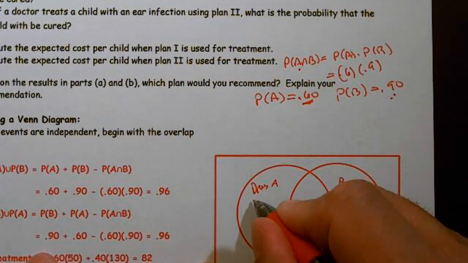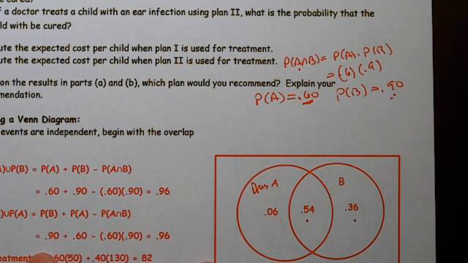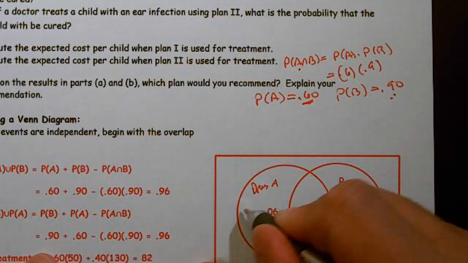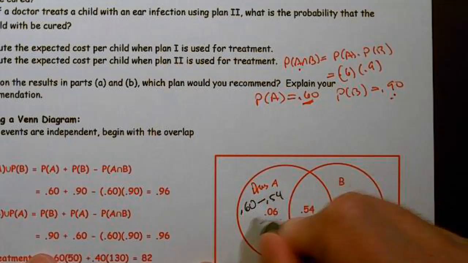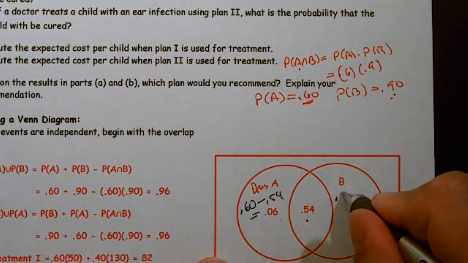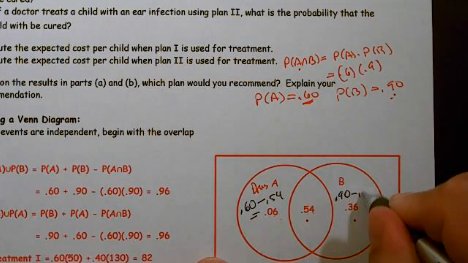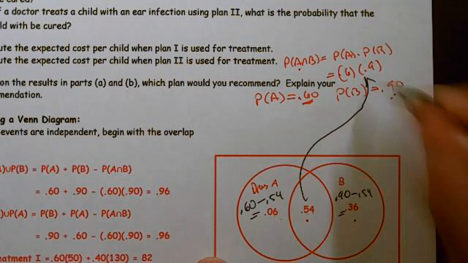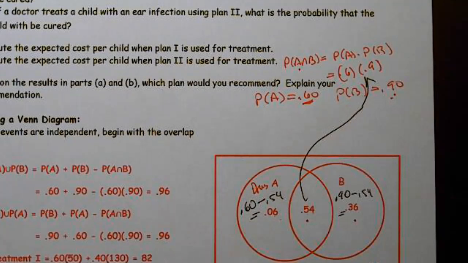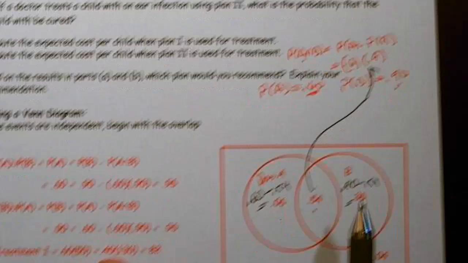I should probably go ahead and write that down, because that might help some people understand. This came from 0.60 minus the 0.54 equals this. And this is 0.90 minus the 0.54 equals this. And that was just purely my overlap between the two. All right, so when I look at that, it doesn't matter which way we go, we're going to get the same intersection, we're going to get the same cure rate.